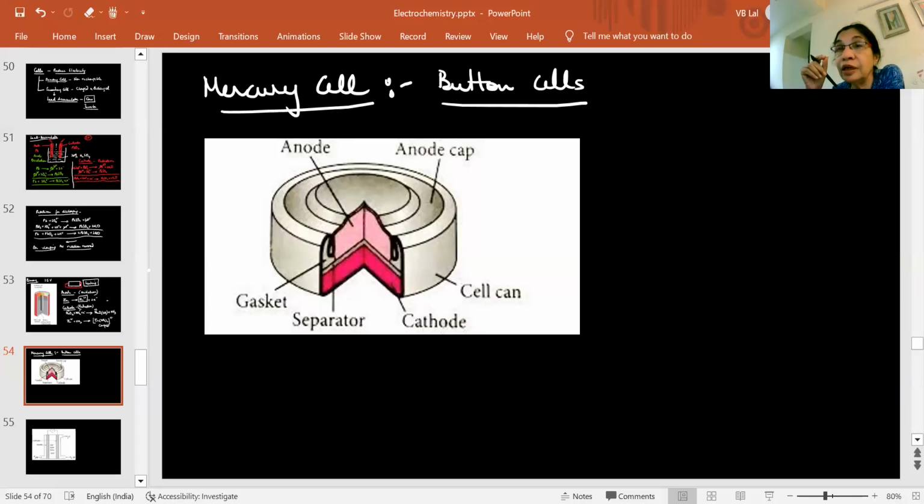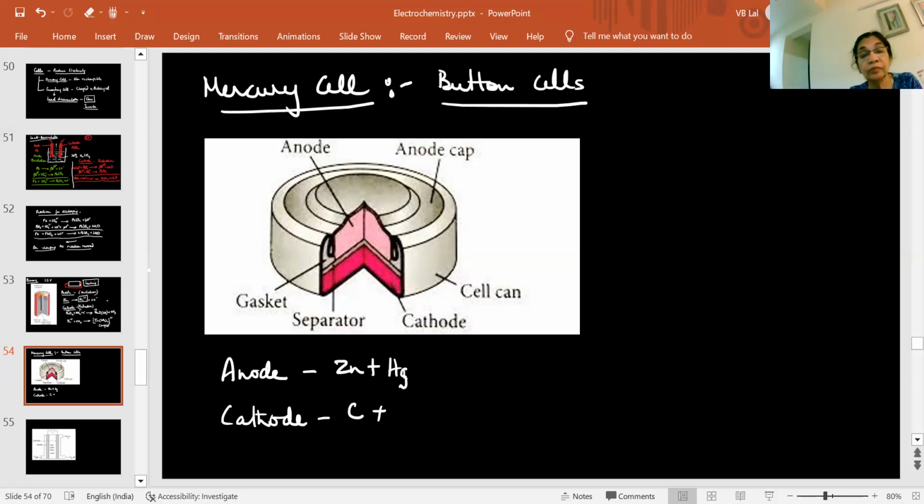The good thing about button cells is that they don't get decomposed like the Daniel cell that I showed you earlier. So button cells, what is the thing here? You can see here, inside this there is an anode cap. This is the anode, and the anode is made of, let me show you, an amalgam of zinc and mercury. And the cathode is made of carbon and mercuric oxide, HgO. And the electrolyte is potassium hydroxide and zinc oxide.